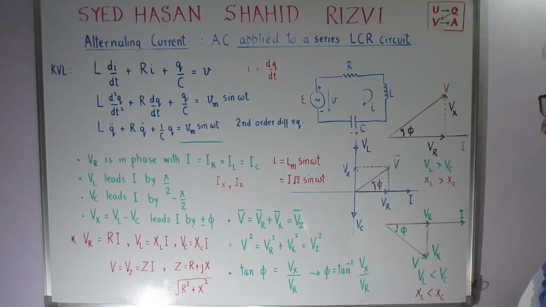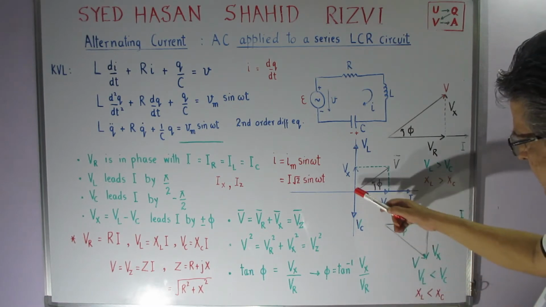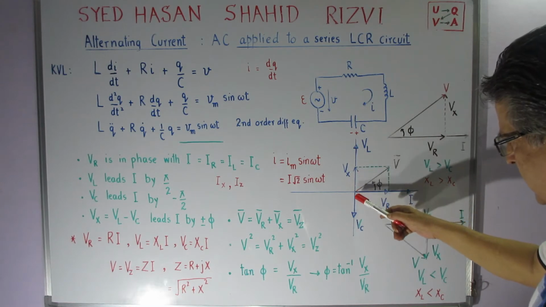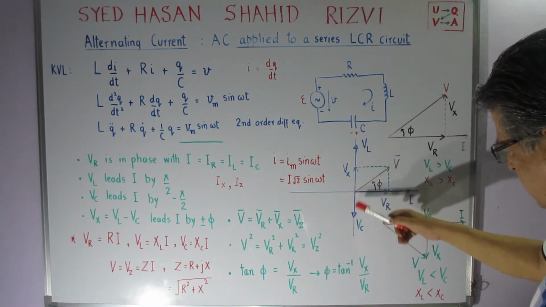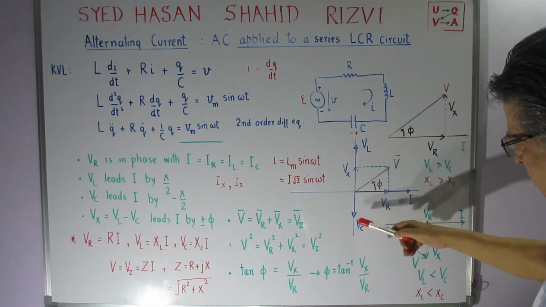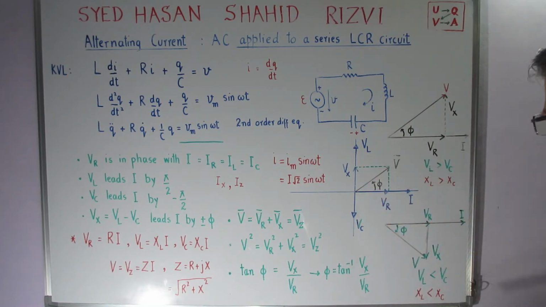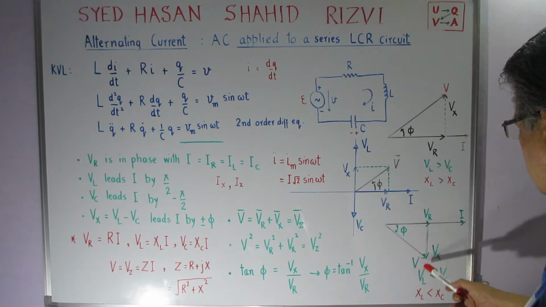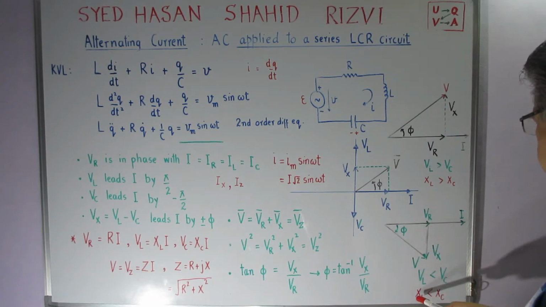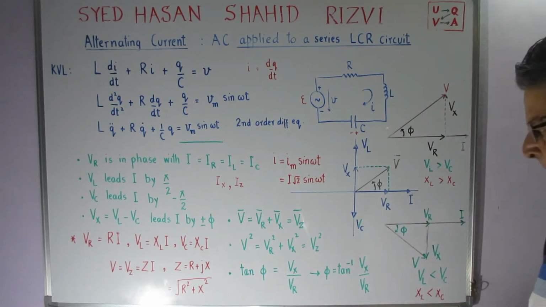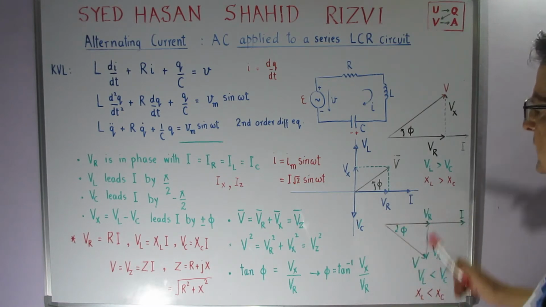But if VC is larger than VL, then this will be more and this will be less. And so the resultant will be on the minus y-axis, and that is what I have shown over here. Just I, VR and Vx, where of course Vx is given by Vc minus Vl and XL is less than Xc. So this is the situation that exists.